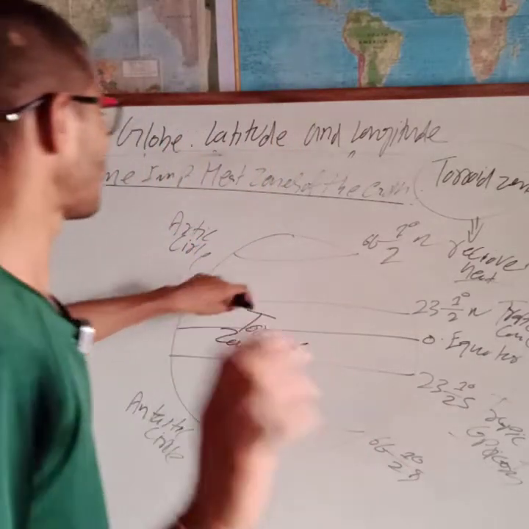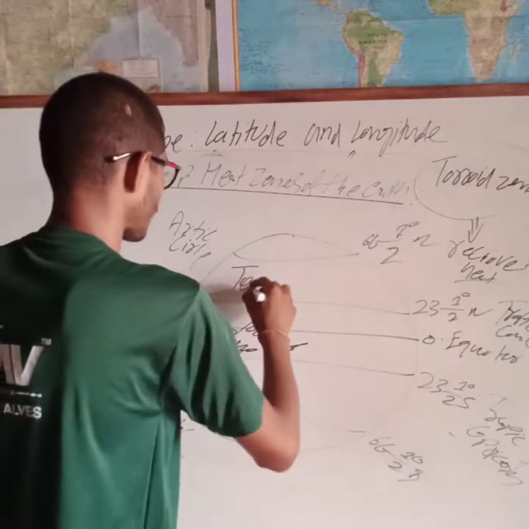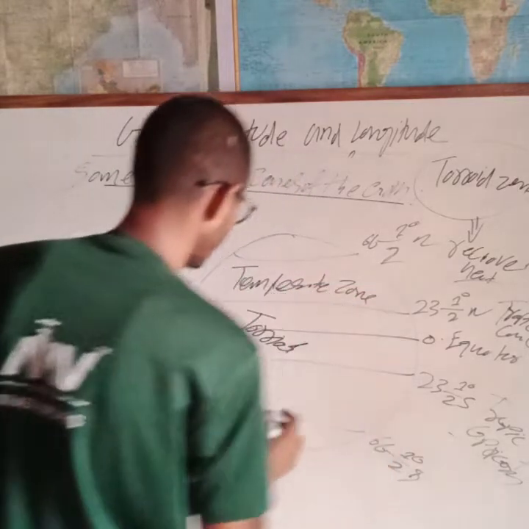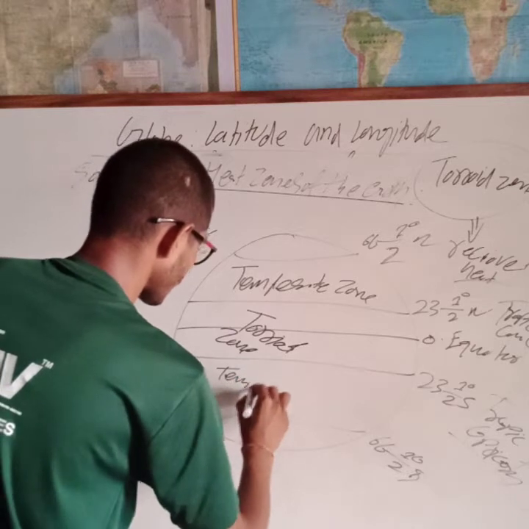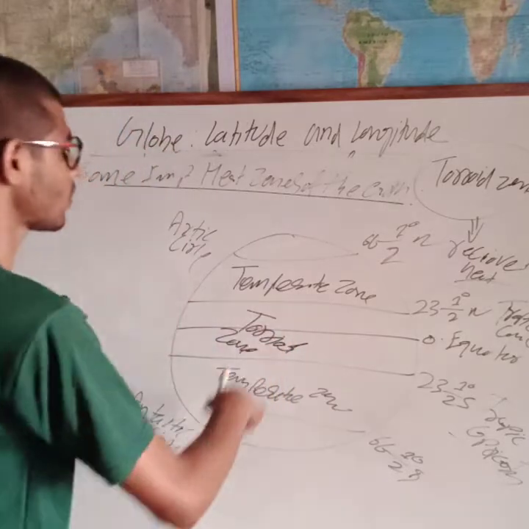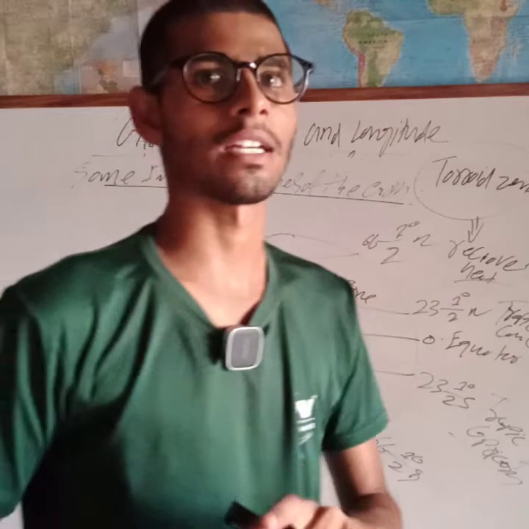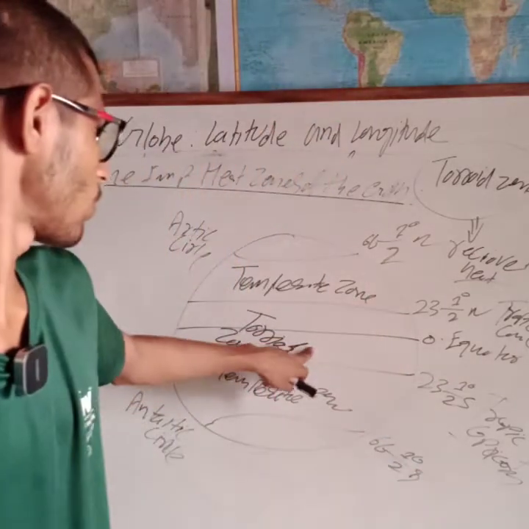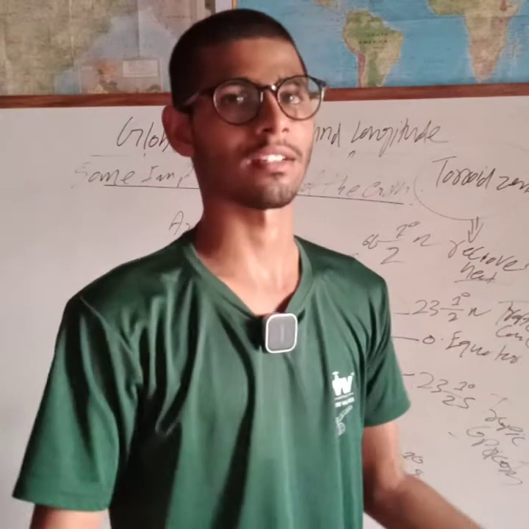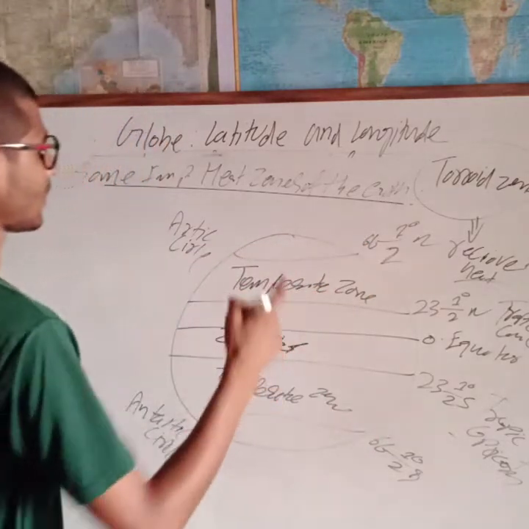So what will happen there? It will receive less heat. So that's why it is called a temperate zone. And it's the same here; this is also a temperate zone, because it receives less heat. Fine, it receives heat, but as compared to the torrid zone, it receives less heat, and there is no overhead position.